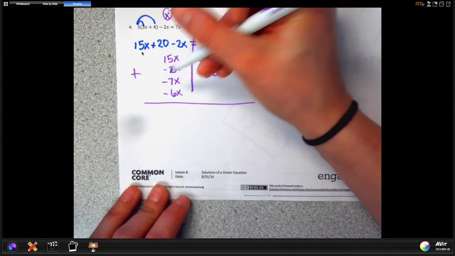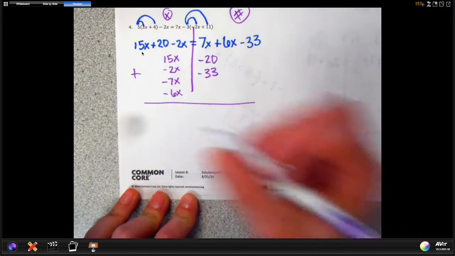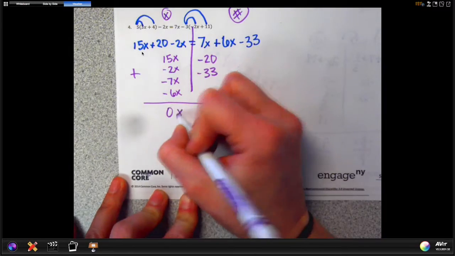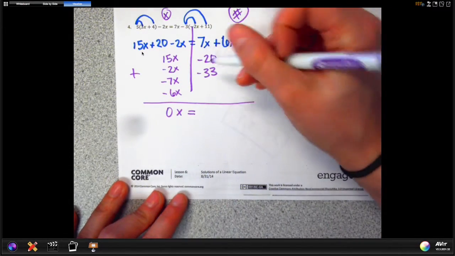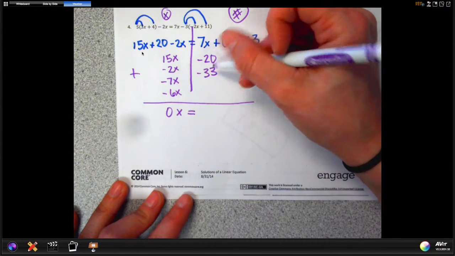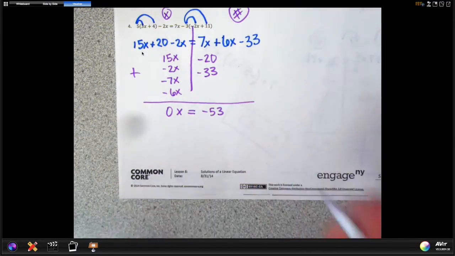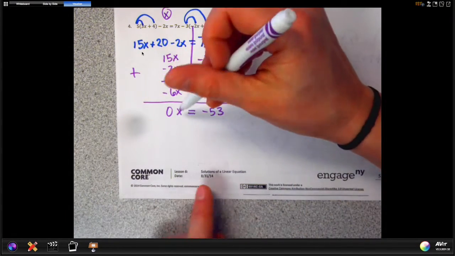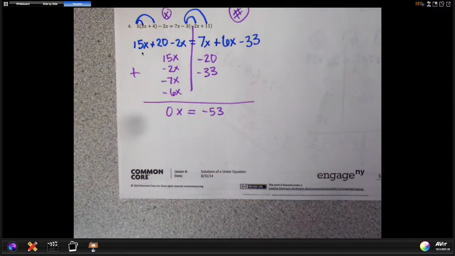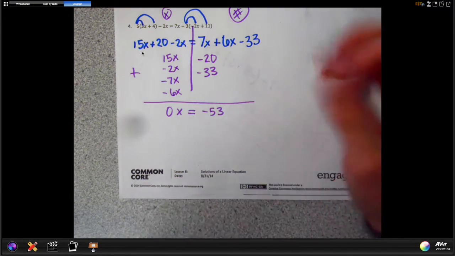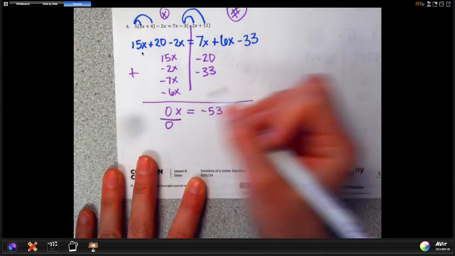15x plus negative 2x plus negative 7x plus negative 6x, oh my gosh, is 0x. Weird. But we're going to see what that means in a second. On the other side, negative 20 plus negative 33 is negative 53. So now you're thinking, what can I multiply 0 by to get negative 53? And the answer is nothing. You can't. And the way we kind of check that, the next step would be to divide by 0.